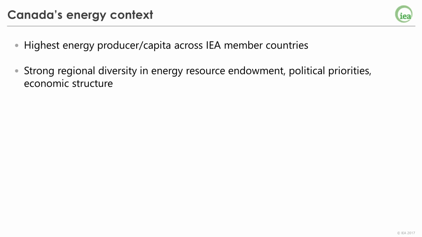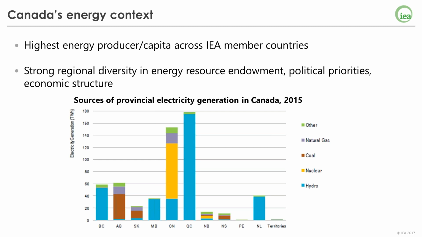A second important element of Canada's energy context is that there's a strong regional diversity when it comes to the energy sector across provinces, across subnational jurisdictions. You can see that here, as represented in this chart that shows the electricity generation mix across provinces and territories. It's clear that there are some provinces that rely primarily on fossil-based resources, as you can see indicated by coal in the brown, natural gas in the purple. And there are other provinces where hydropower in particular plays quite a large role in the electricity generation mix. So again, if you look at the energy sector and particularly electricity generation across provinces, there's quite a varied picture there. There's also quite a strong level of diversity in terms of political priorities and in terms of economic structure as well.